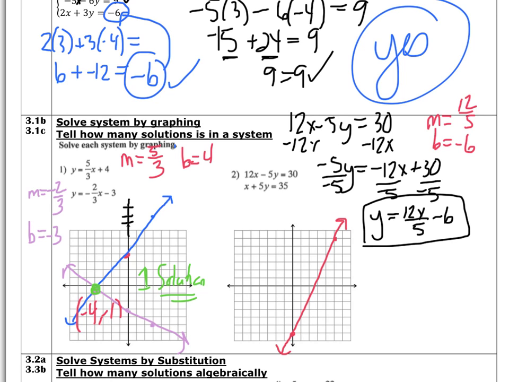Now let's do the second one. We need to solve this for y. Let's subtract x from both sides first. That'll leave us with 5y equals negative x plus 35. Let's divide everything by 5.